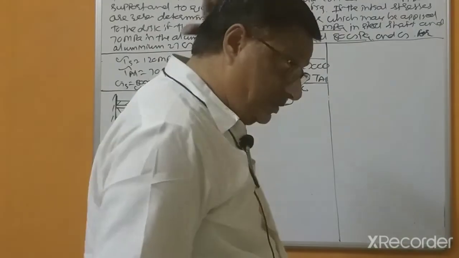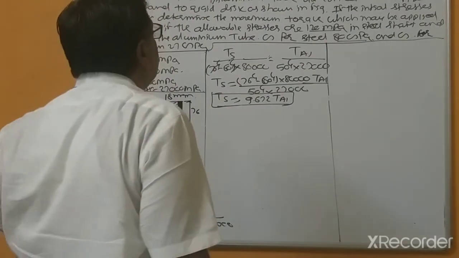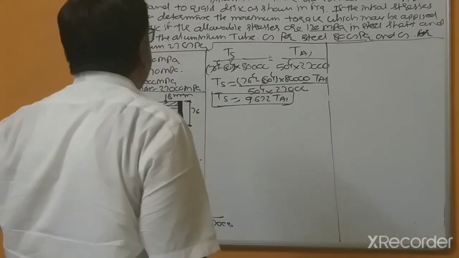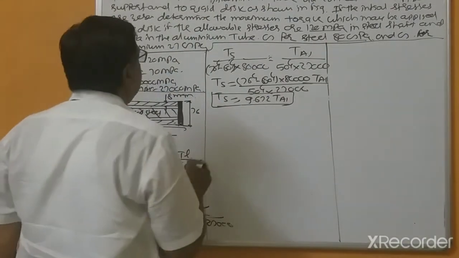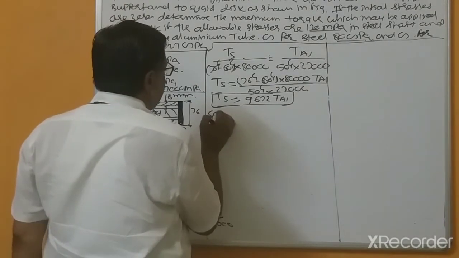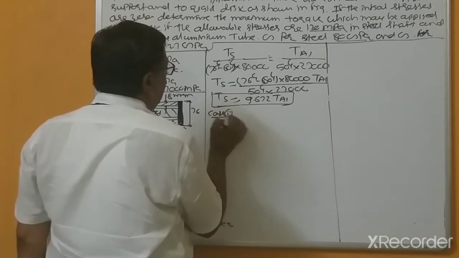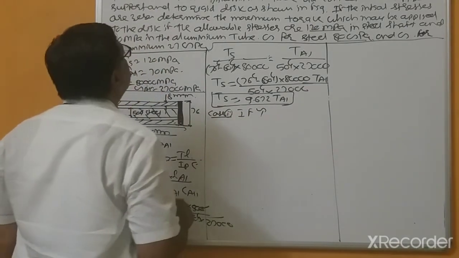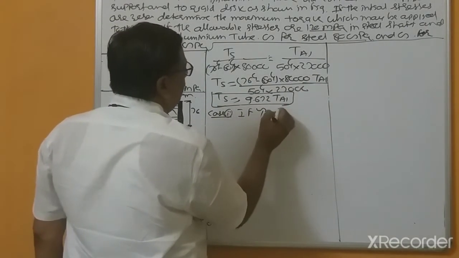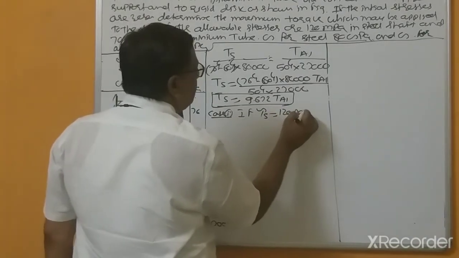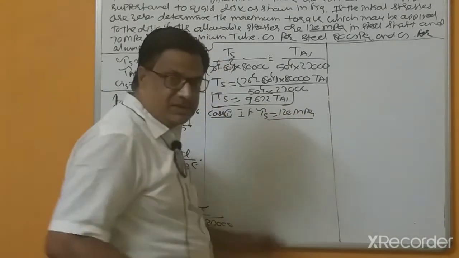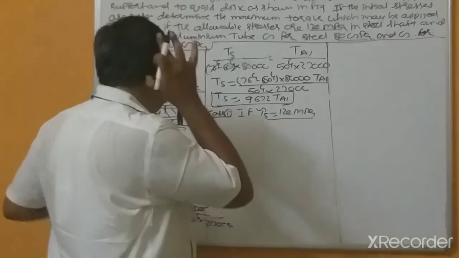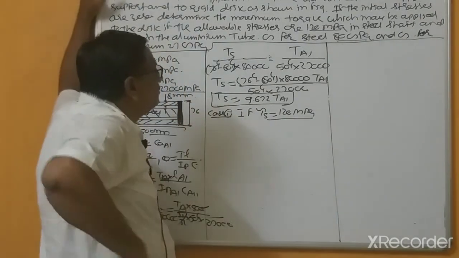And next, now shear stress is given. So first we'll take the case, first if tau S equal to 120 megapascal. What happens in aluminum also?